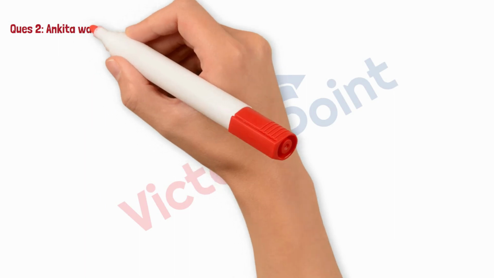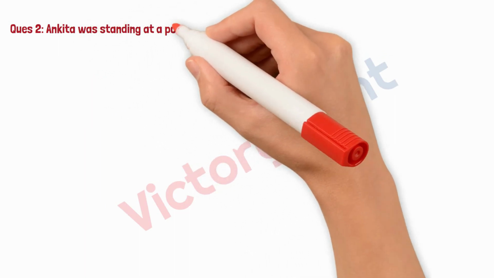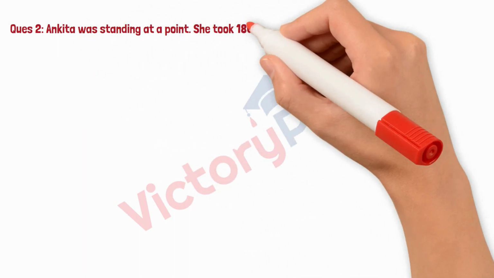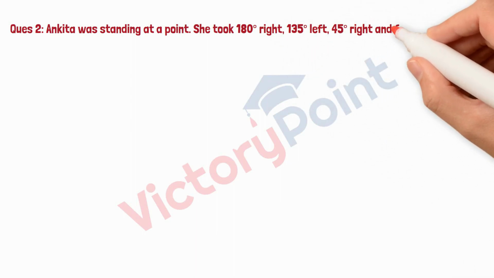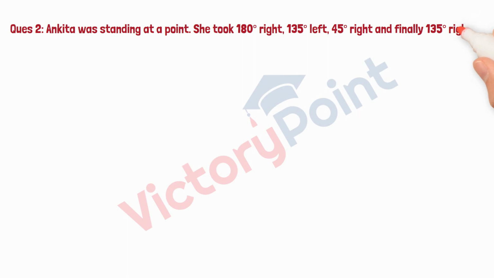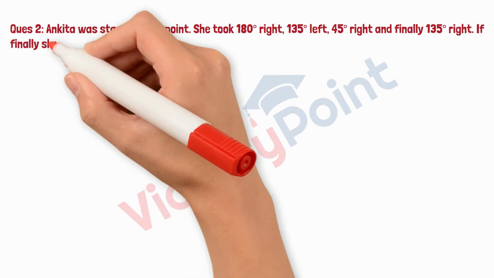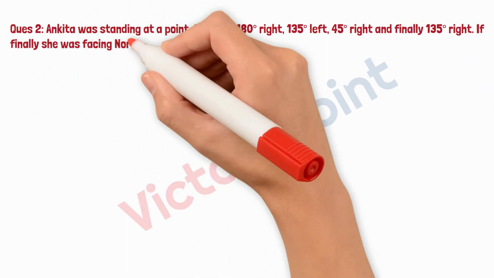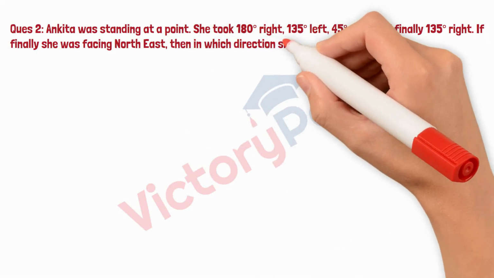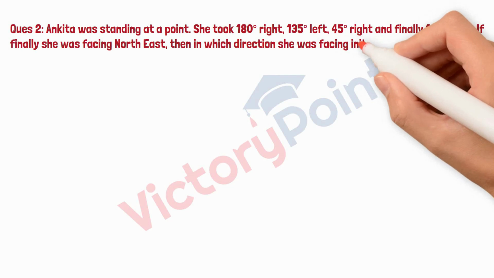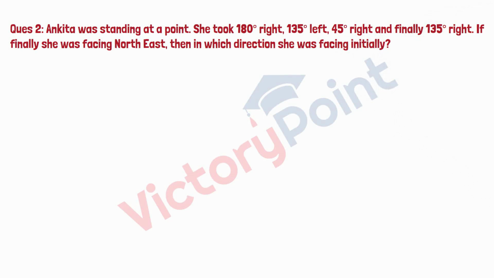Ankita was standing at a point. She took 180 degree right, 135 degree left, 45 degree right, and finally 135 degree right. If finally she was facing northeast, then in which direction was she facing initially? So now we are given the final direction and we have to find out the initial direction.